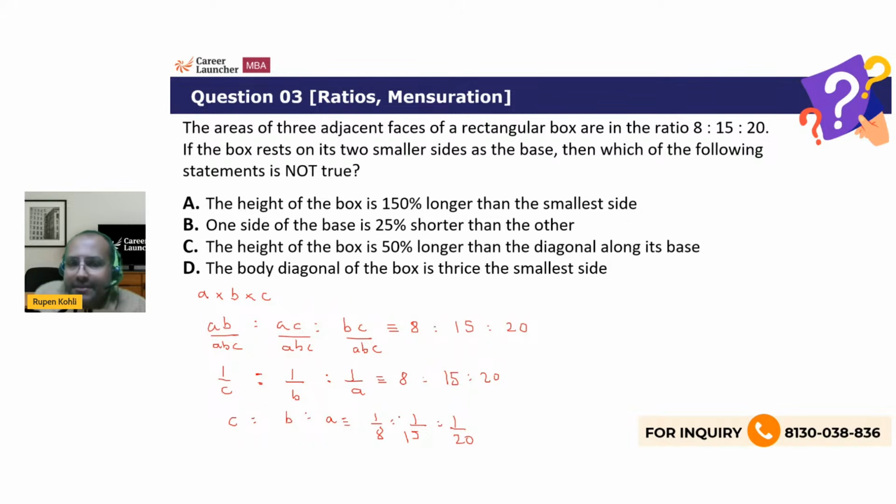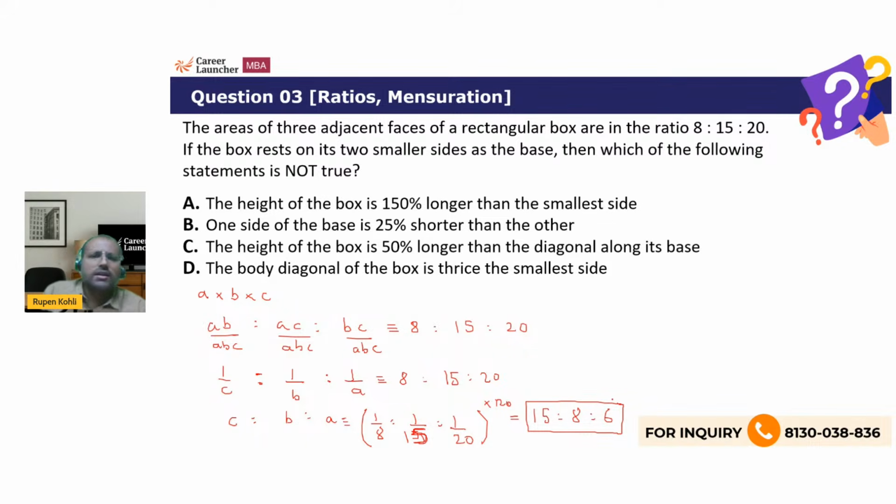Which we can further simplify. Now here we have got the ratio in fractions. We don't like to see ratios in fraction form. We'll multiply it throughout with an integer value to make it integer. So 120, I guess, is the LCM of the denominators 8, 15 and 20. So multiplying this ratio throughout with the factor of 120, we get 120 by 8, 120 by 15, and 120 by 20. So 15 is to 8 is to 6 is the ratio of the sides of the rectangular box.